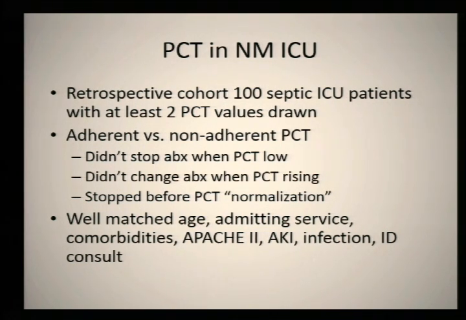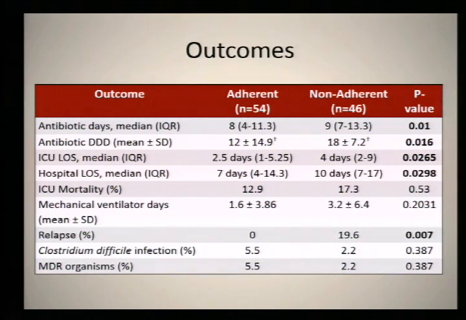This is a retrospective cohort of 100 ICU patients with sepsis that had at least 2 procalcitonins. We basically bucketed them into 2 buckets. They adhered to the algorithm or they didn't. They might have not adhered because they didn't stop when the PCT was low, they didn't change when it was going up, or they stopped it before PCT was what we consider normal. Our groups are well matched, and these are the outcomes.